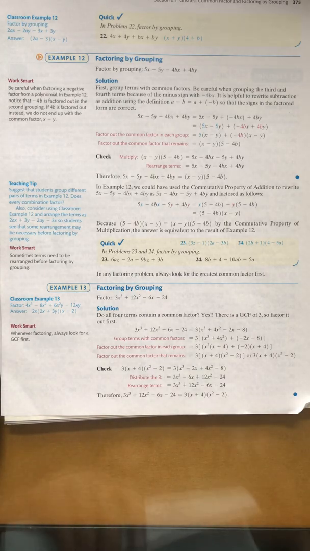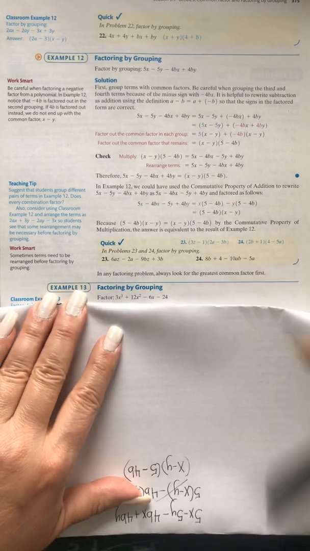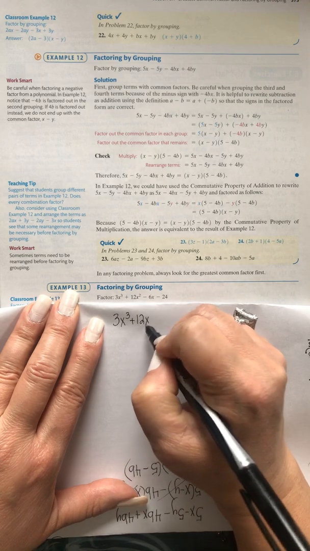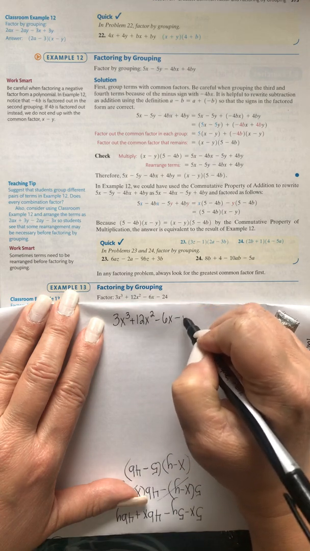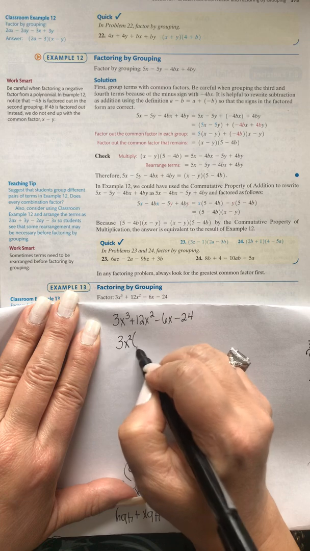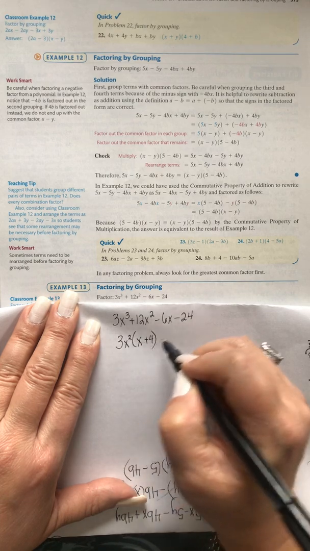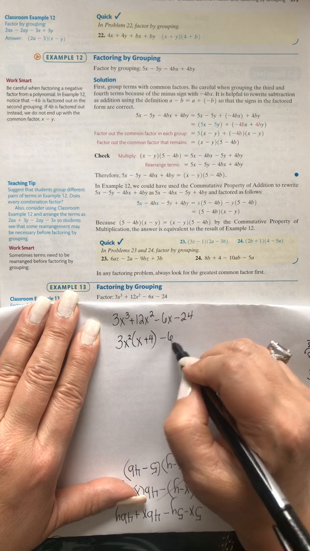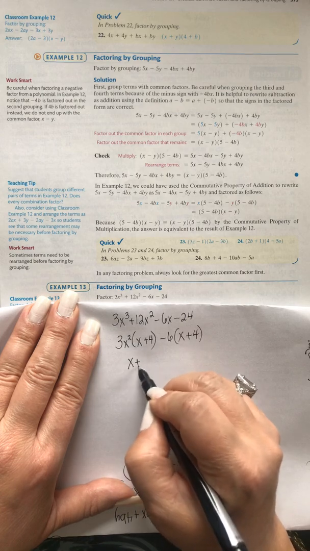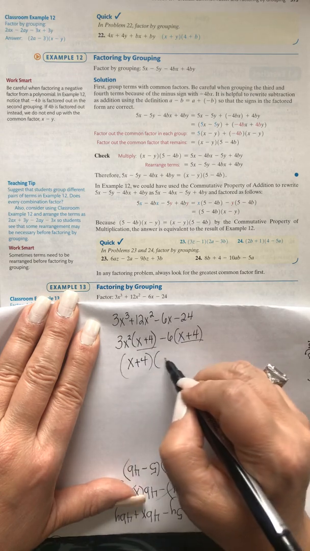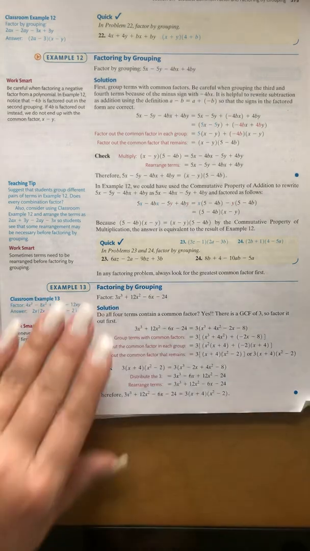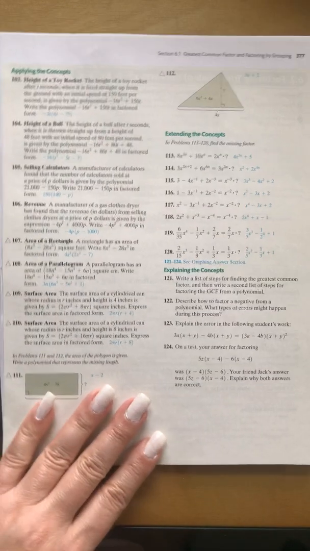13 says we have 3x cubed plus 12x squared minus 6x minus 24. So the first term, I see a 3x squared. I'm going to take that out, and you're left with x plus 4. Here, take out a negative 6, and you're going to end up with x plus 4. X plus 4 is common here and here. And then you're left with 3x squared minus 6. And that concludes section 6.1.